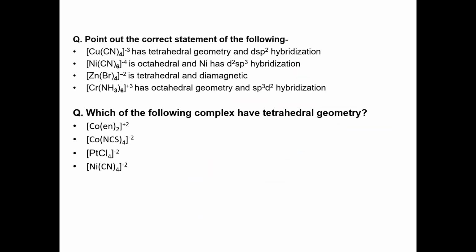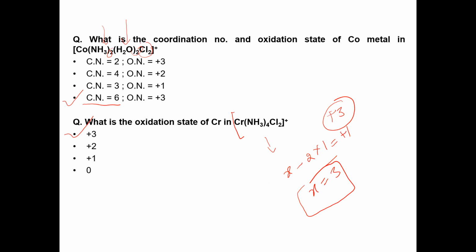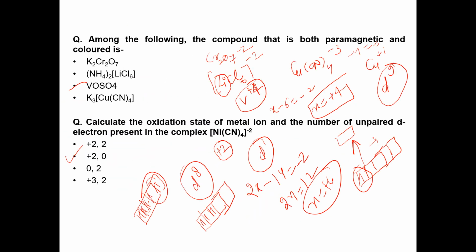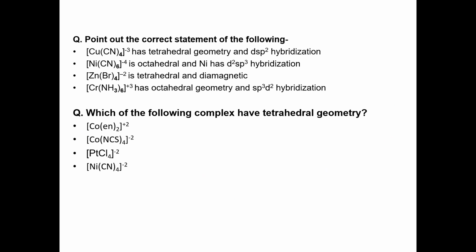So point out the correct statement of the following: this complex has tetrahedral geometry and dsp2 hybridization, or this complex is octahedral, and basically you have to determine the hybridization and their magnetic nature. Which one of the following complexes has tetrahedral geometry? I think this question has been repeated. Just try to solve the first one. I'm waiting for 2 minutes.